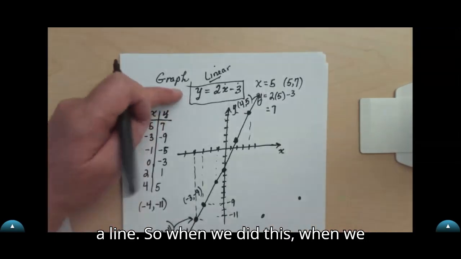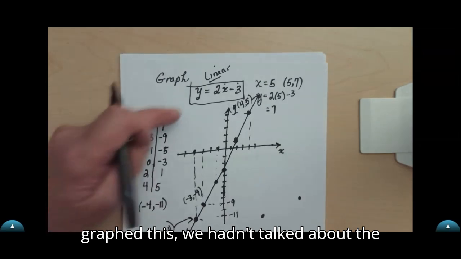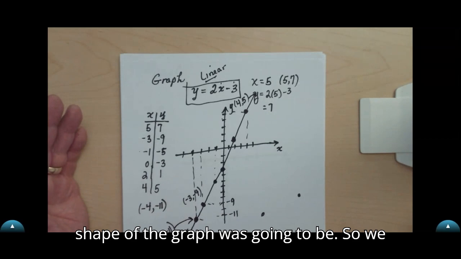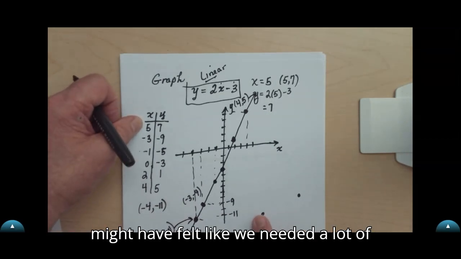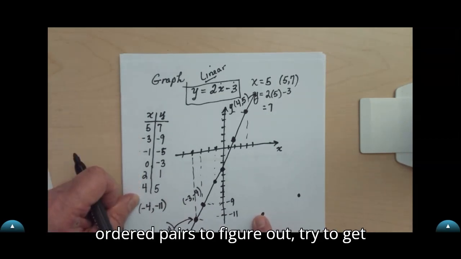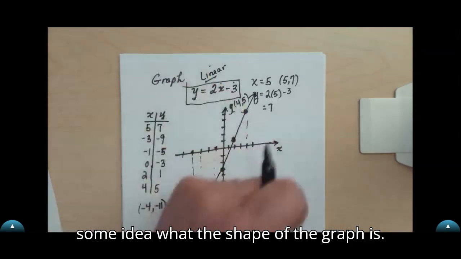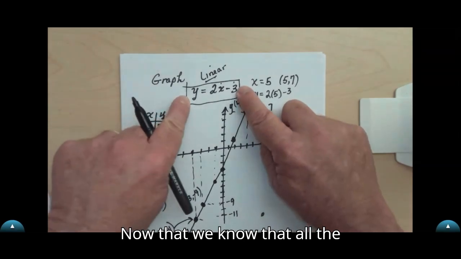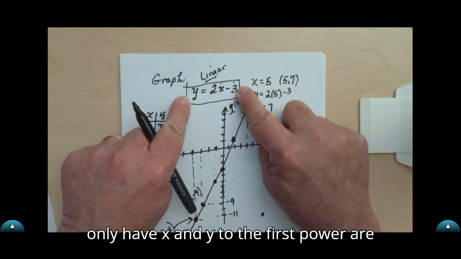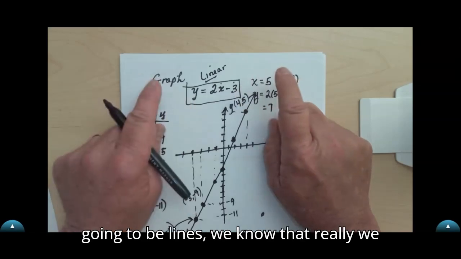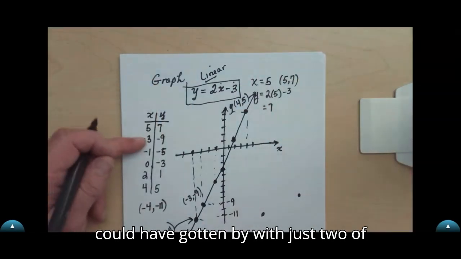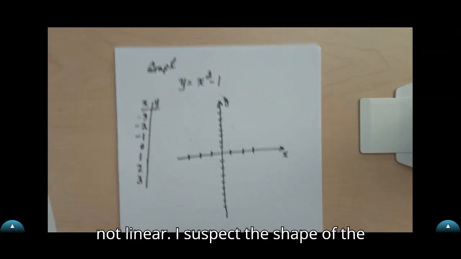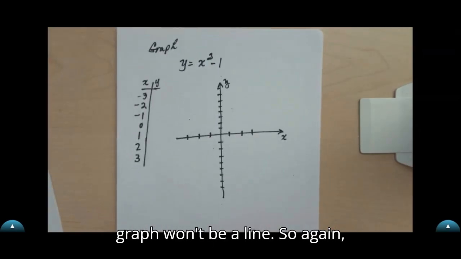So when we graphed this, we hadn't talked about the fact yet that the graph was going to be a line. We didn't really know what the shape of the graph was going to be, so we might have felt like we needed a lot of ordered pairs to get some idea what the shape is. Now that we know all the equations that look like this, where you only have x and y to the first power, are going to be lines, we know we could have gotten by with just 2 of these ordered pairs, right? But this is not linear. I suspect the shape of the graph won't be a line.